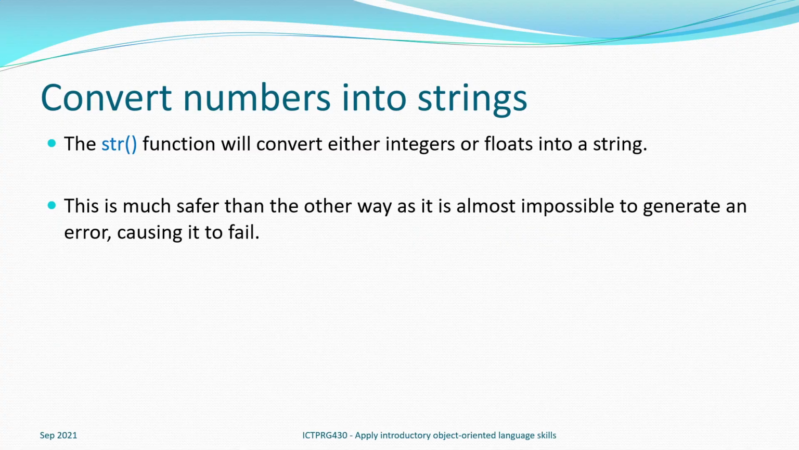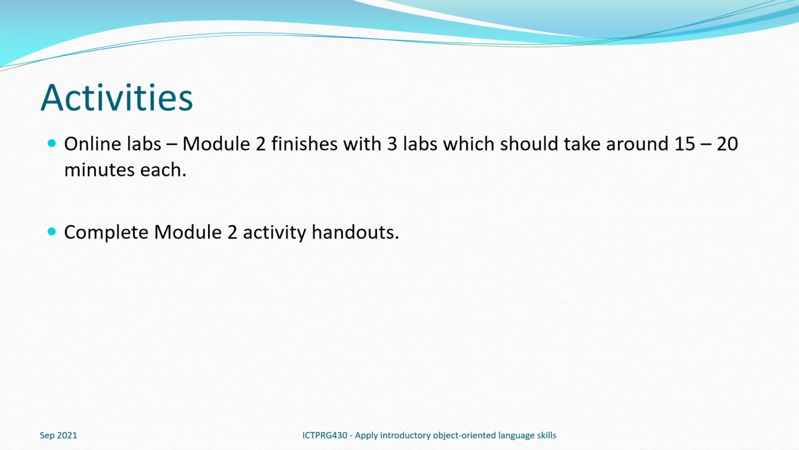Within our conversion of integers into strings, a very easy string function will do that for us. Now, this is the safest way of converting our numbers into a string so that it's treated as text. It's almost impossible to make it fail. Almost. Us humans are creative. We can do anything.